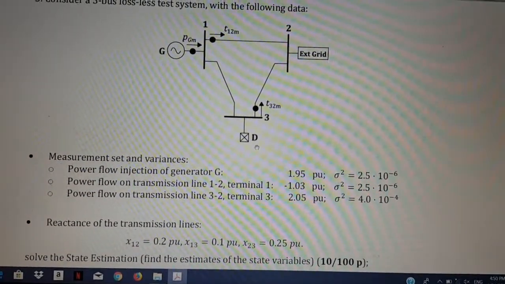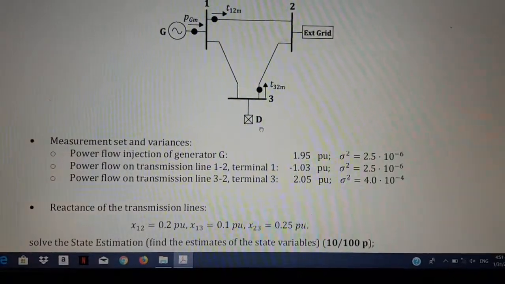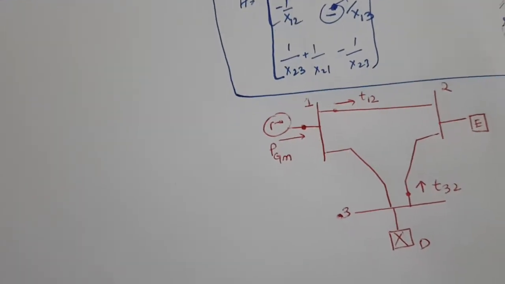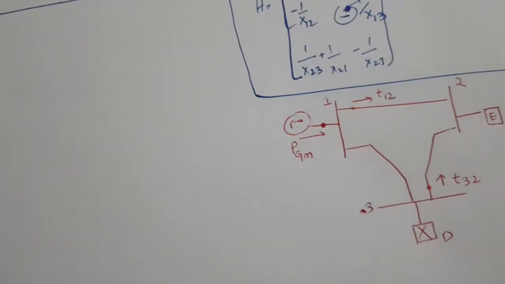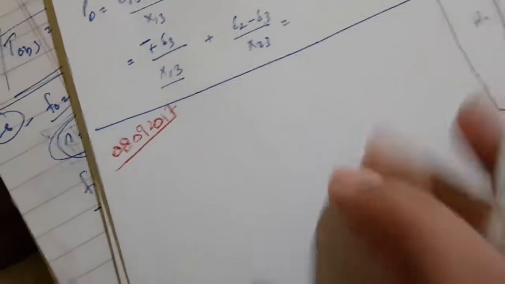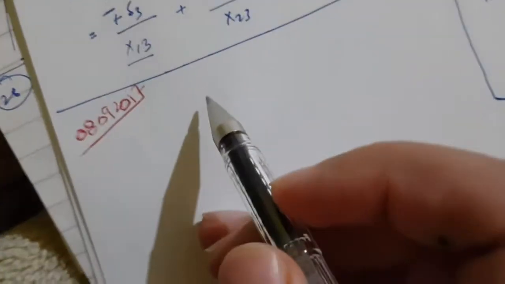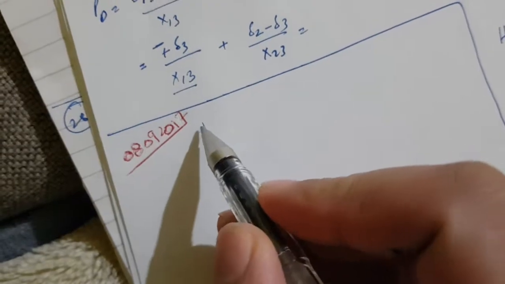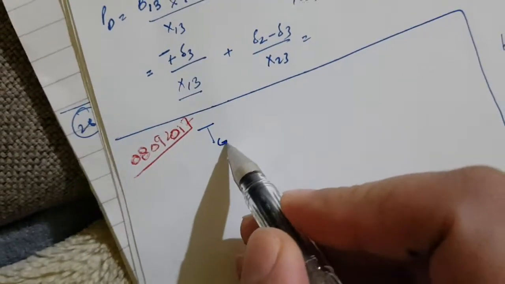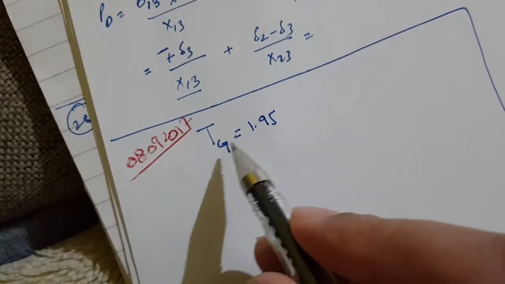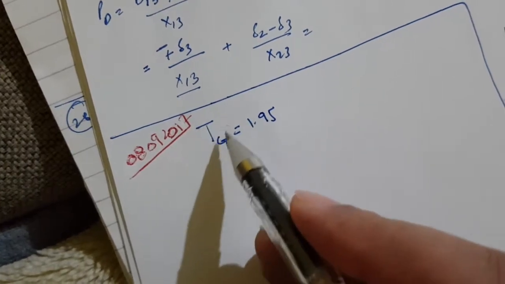So we first write the given data in our solution. Okay, I have drawn this circuit. Now we will write the given data. Given data is the power flow injection of generator G. That means T of G is equal to 1.95. You will always denote the power flow with the letter T.